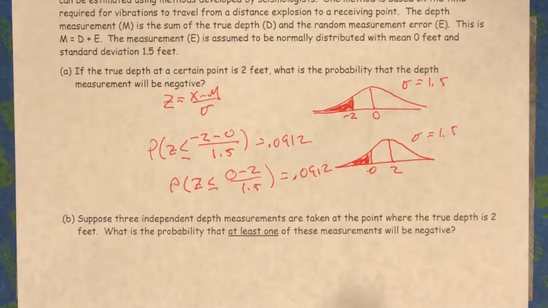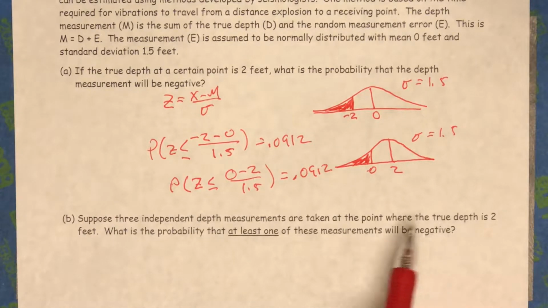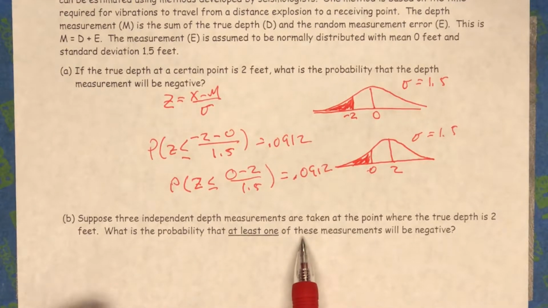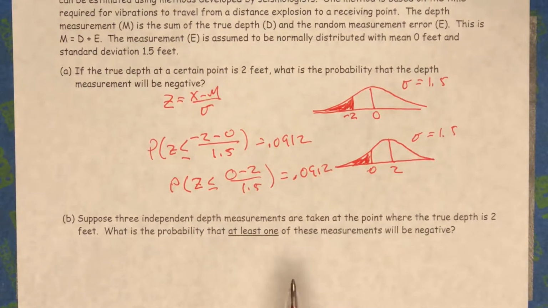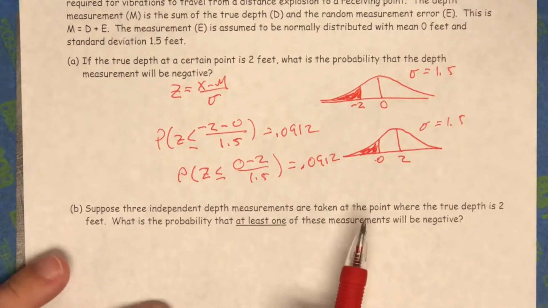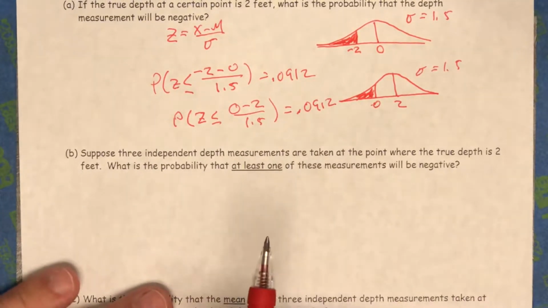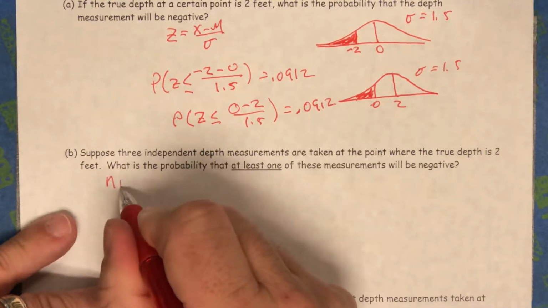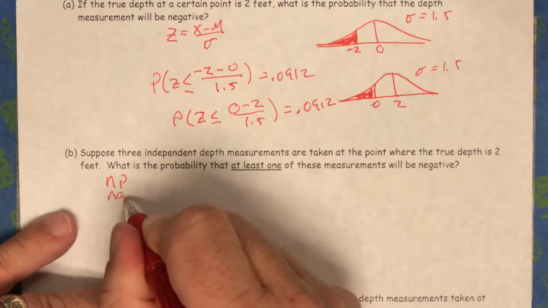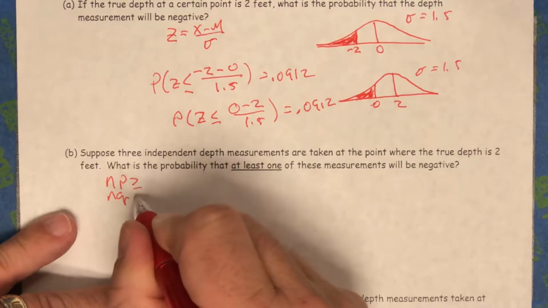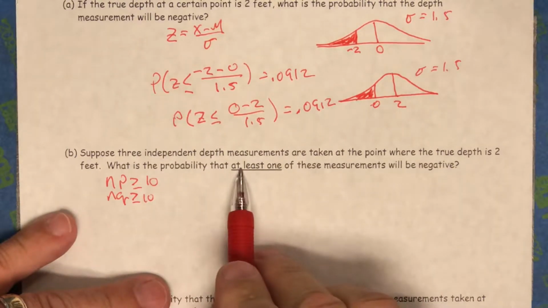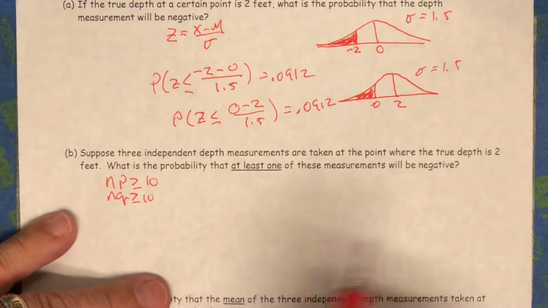Now, it says, suppose 3 independent depth measurements are taken at the point where the true depth is 2 feet. What's the probability that at least one of these will be negative? Here we have a fixed number of trials at 3. We cannot use a normal approximation because we're not going to satisfy np and nq, which would both have to be greater than or equal to 10. So we're going to be stuck with using the binomial with a fixed number of trials.